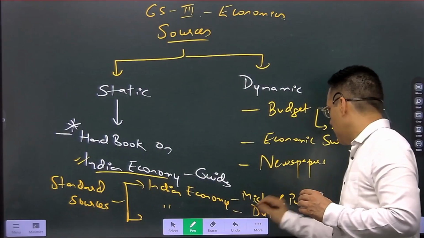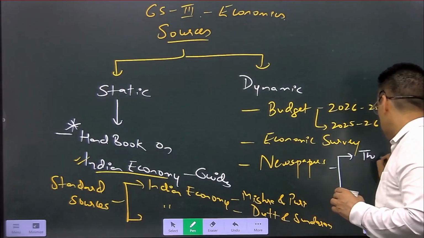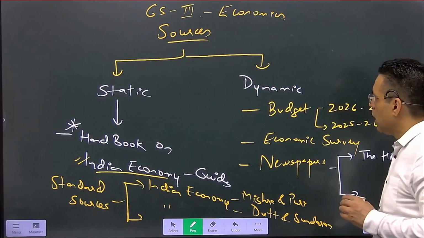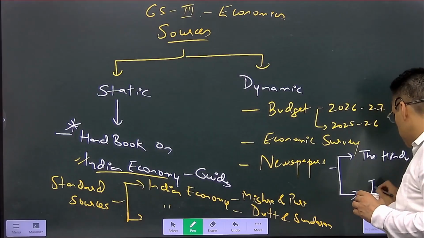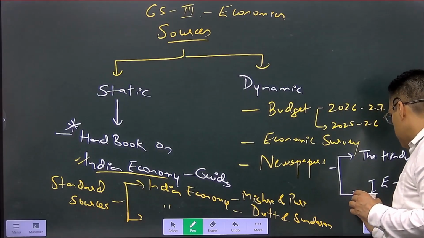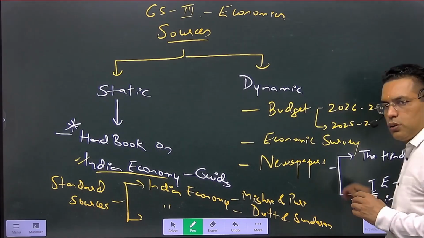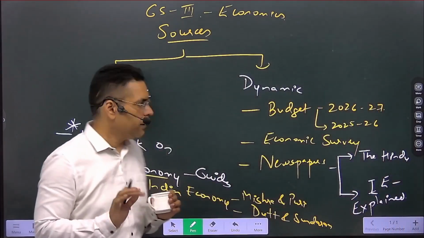In newspapers, we have The Hindu, and you have the explained section of Indian Express. So in Indian Express, you get a very good series called explained section. So the articles on economy from The Hindu or Indian Express, follow only one.